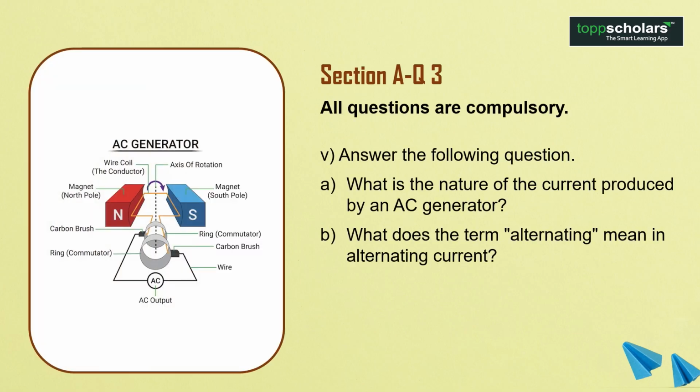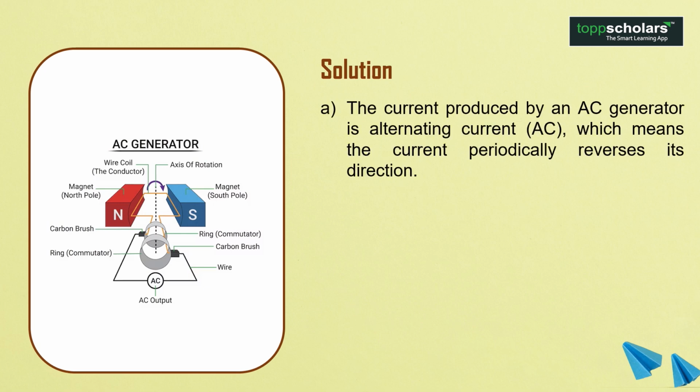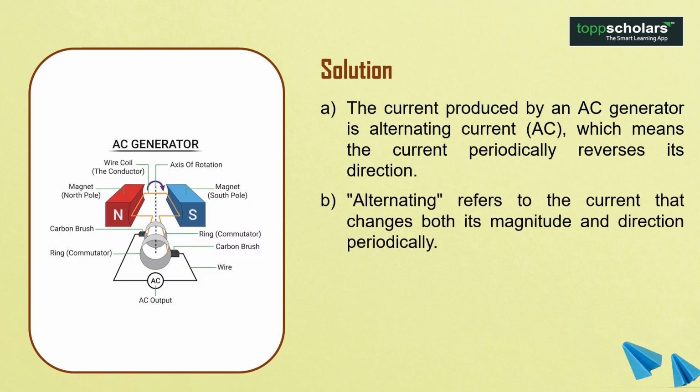Let's have a look at the new question. It says, what is the nature of the current produced by an AC generator? The second question says, what does the term alternating mean in alternating current? Let us see the solution. The current produced by an AC generator is alternating current AC, which means the current periodically reverses its direction. Alternating refers to the current that changes both its magnitude and direction periodically.